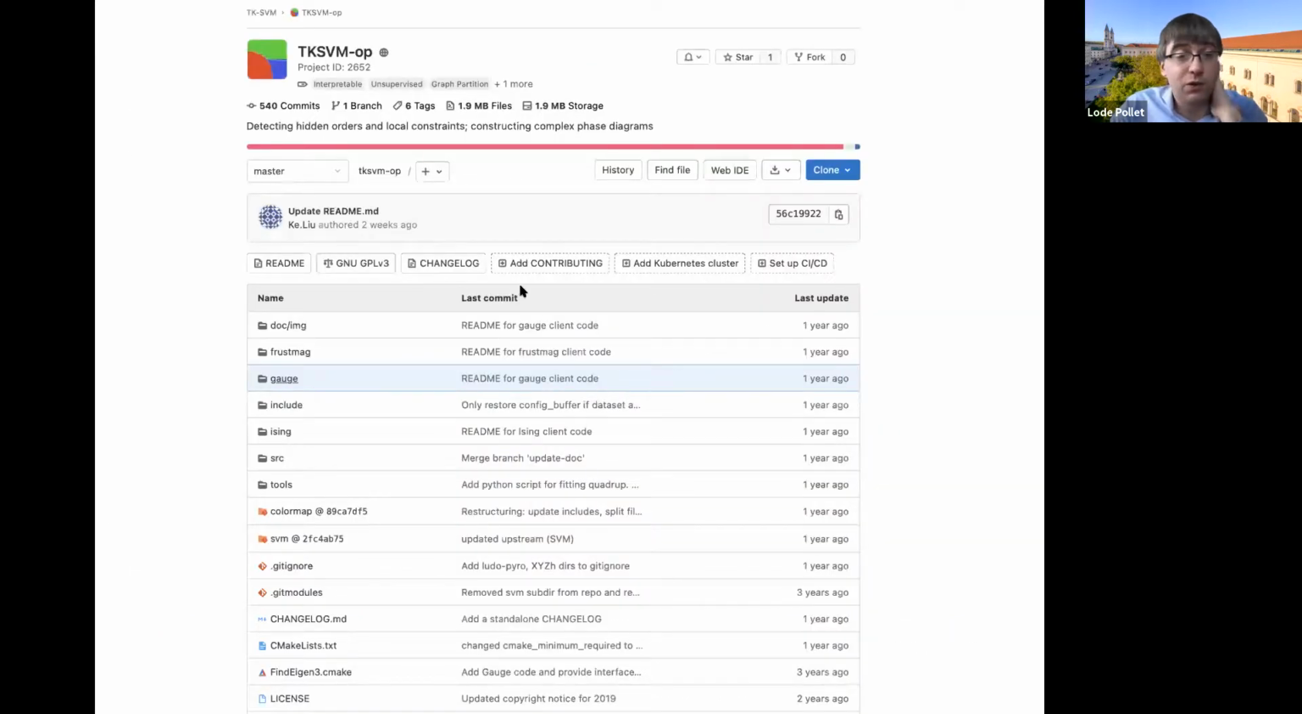Okay, if you're interested in what we do, the code is essentially open source. So there is on GitLab a project TK-SVM open source, and it contains for most of the papers we worked on open source codes that you can have a look at.